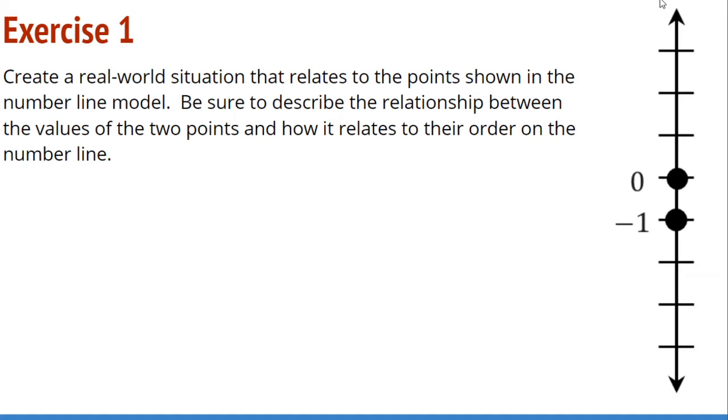So here we are looking at exercise 1, and we're going to be doing the same kind of thing. We're going to create a real-world situation using the points. I've got a 0 and I've got a -1. We're going to describe the relationship between the values of the 2 points and how it relates to their order on the number line. Now, the first thing we need to do is decide what 0 is going to be. Well, let's pretend that we live someplace kind of cold, and we go out one night and the temperature is 0 degrees Fahrenheit.